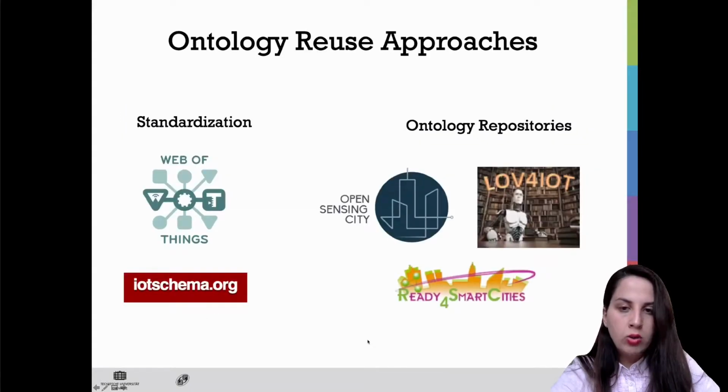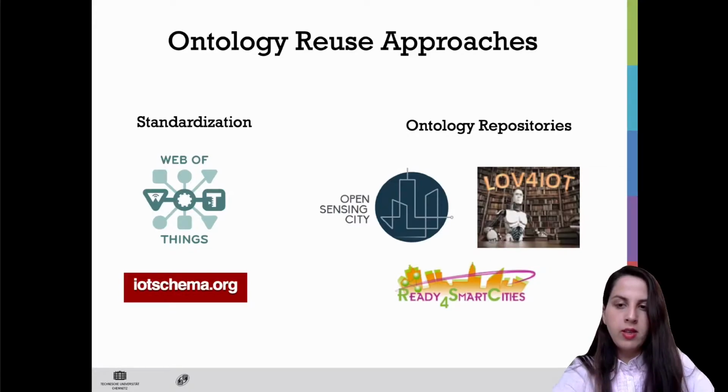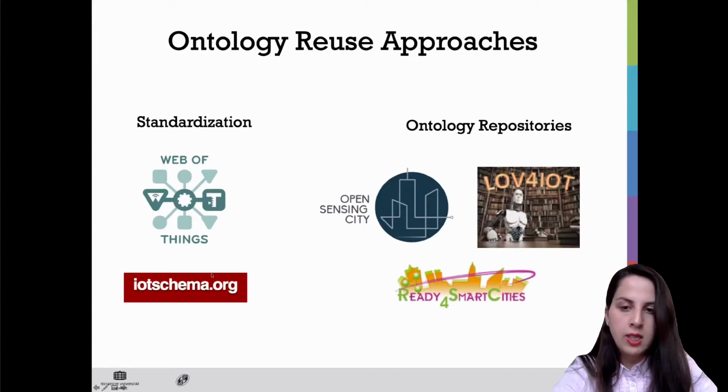In order to encourage reuse of existing ontologies, we found two main categories of approaches. One is standardization, and the other is ontology repositories. Current efforts such as the W3C Thing Description and the IoT schema.org are dedicated to providing a common vocabulary for the IoT domain. However, the IoT domain still lacks one comprehensive standard ontology.